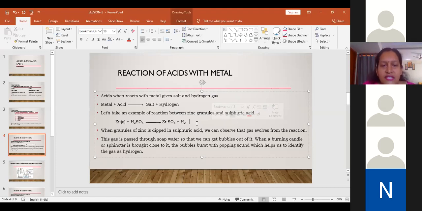So, since zinc is more reactive than hydrogen, zinc is able to replace hydrogen in sulfuric acid, and the new compound that is formed is zinc sulfate. Now, the hydrogen gas that is evolved is generally a colorless and odorless gas. I will show you a small video which will help you understand what you can see when this happens. Is the video's first slide seen by everyone?